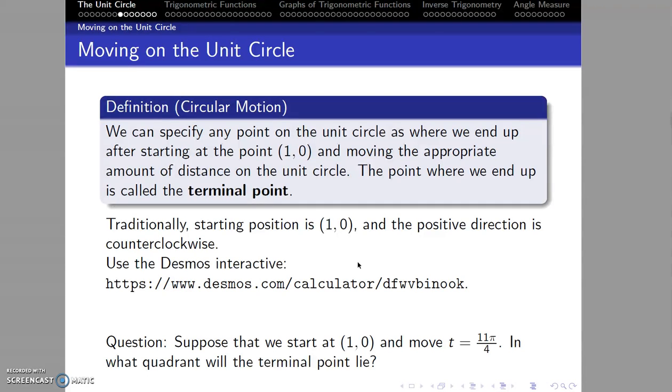So, recognizing that 2 pi is a full revolution, and 2 pi is 8 pi over 4, it looks like we're going a little past a full revolution here. Where generally am I going to end up?